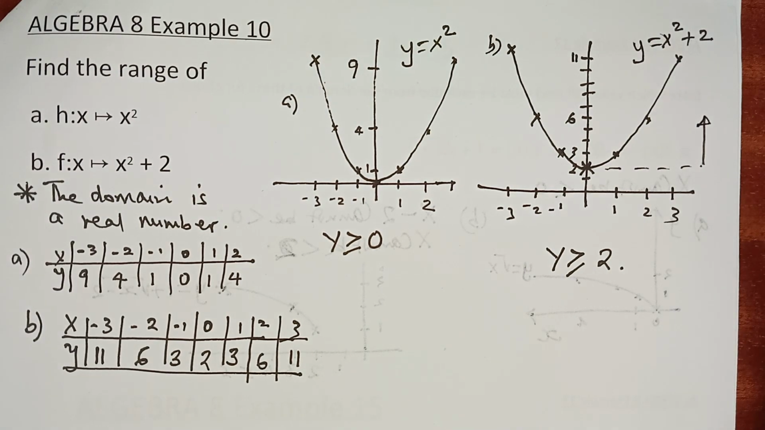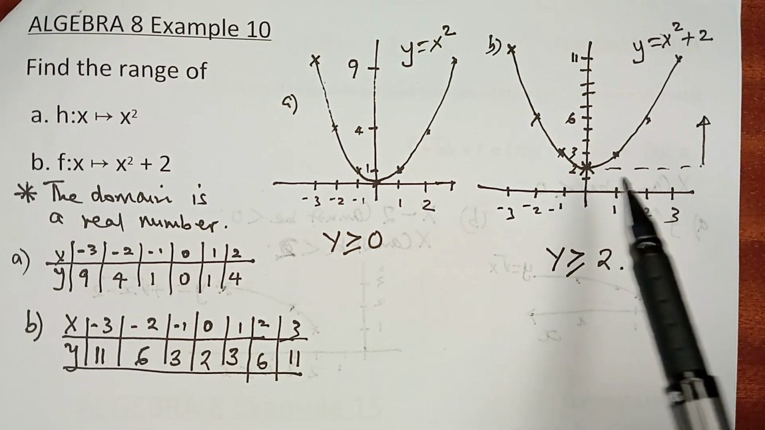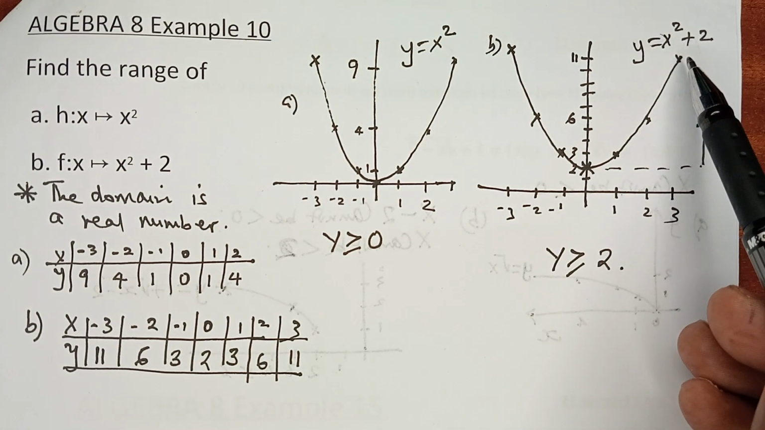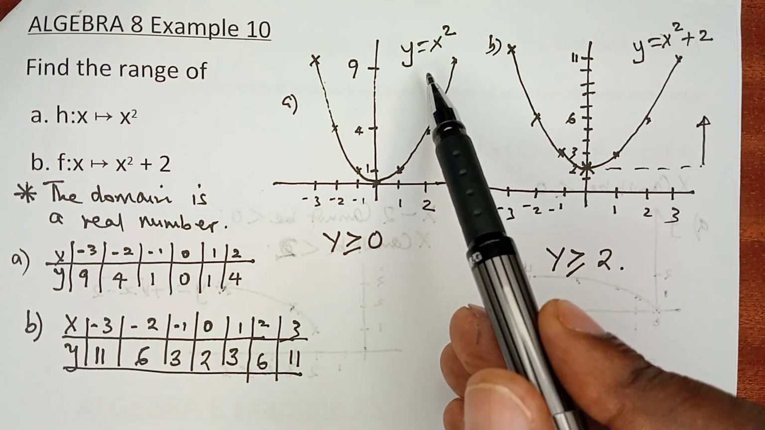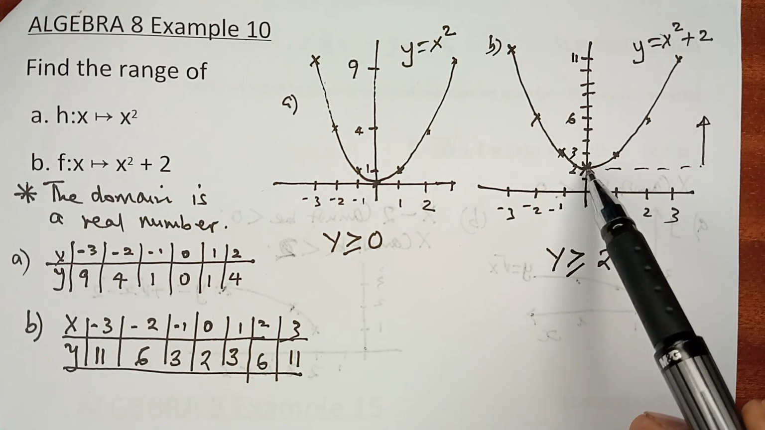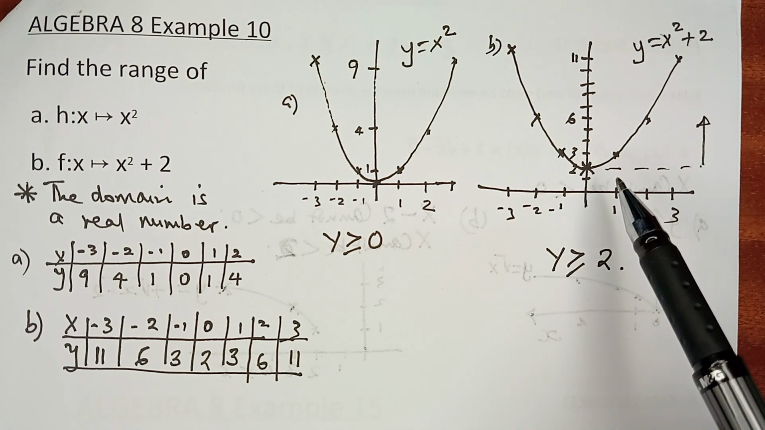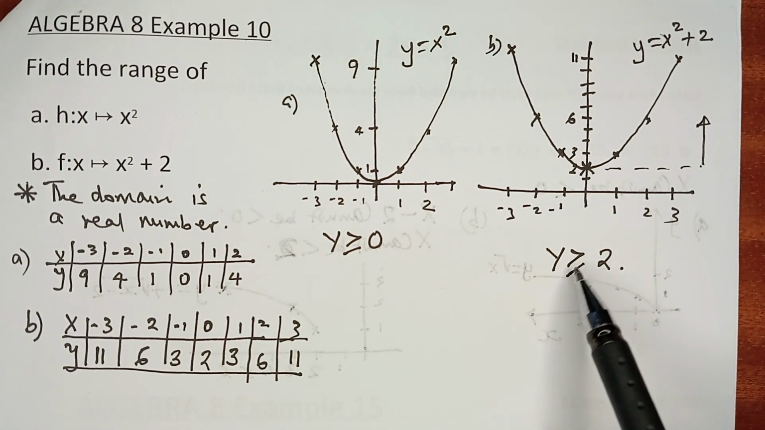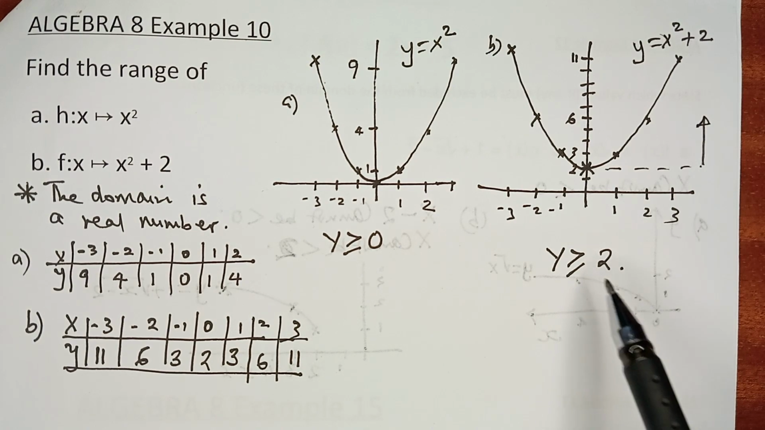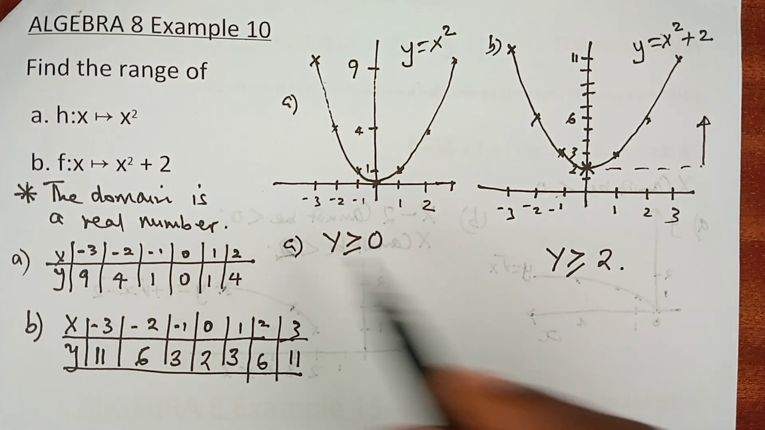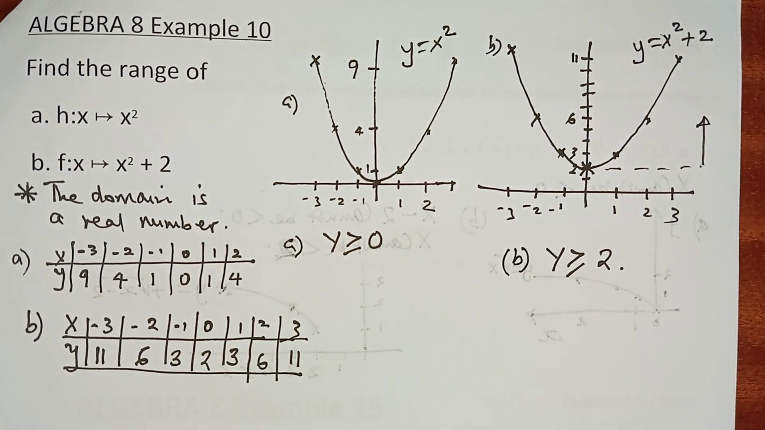a vertical translation of 2 units, whereby all y values of the graph y equals x squared, you keep adding 2, and therefore this is now the turning point. And you can see now, attempting to answer this question, y is always greater than or equal to 2. That is the answer to part B, and this is the answer to part A, and there we go.